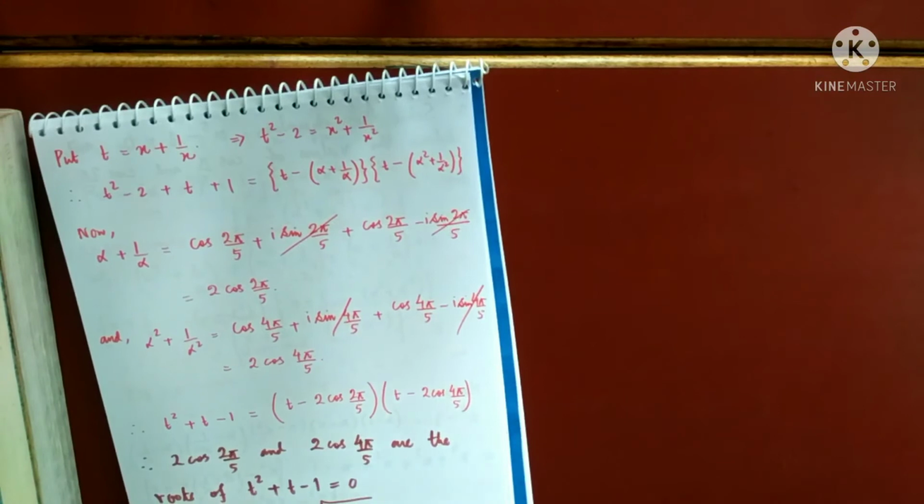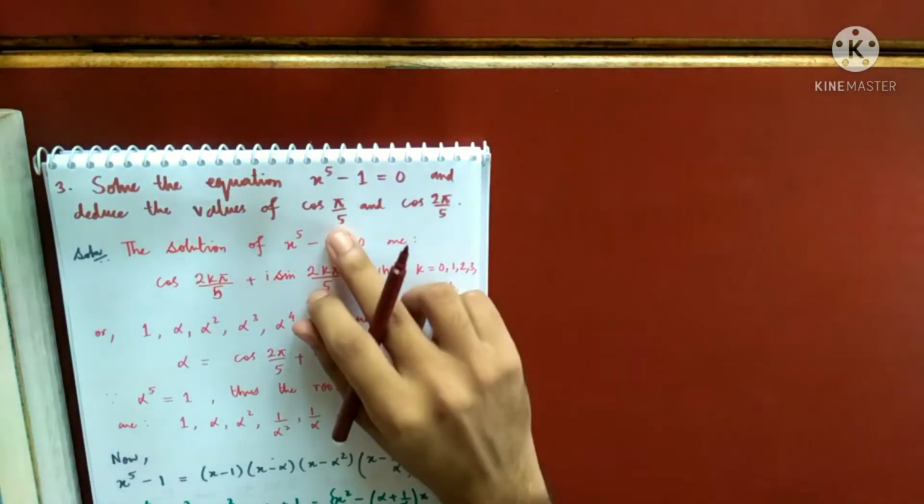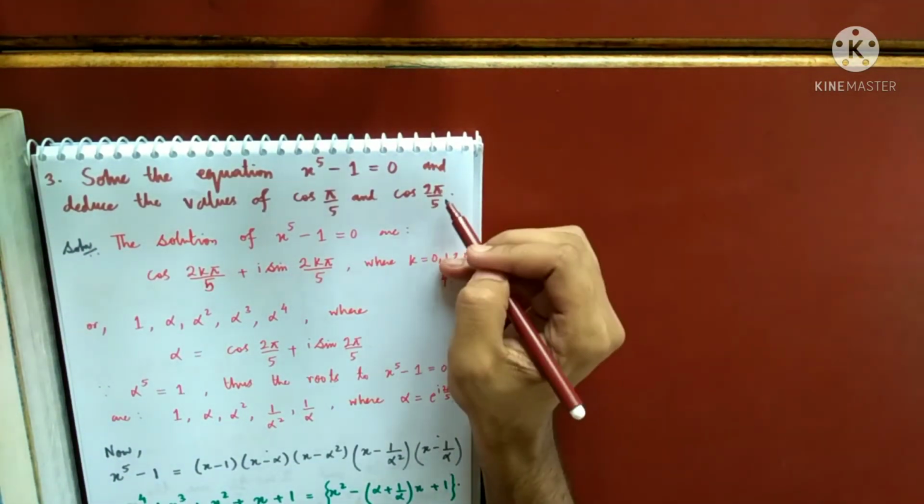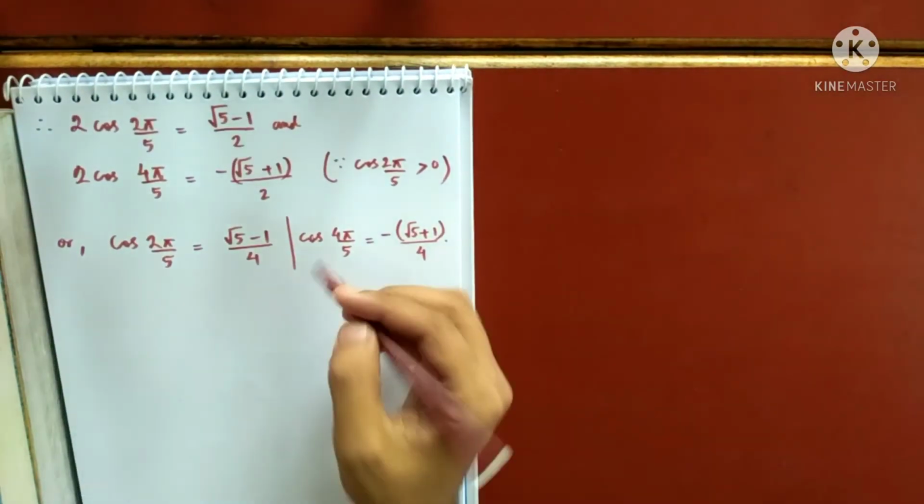Now the question says determine the values of cos pi by 5 and cos 2 pi by 5, not 4 pi by 5. So this I have determined. I have to now determine the value of cos pi by 5. It's very easy to determine from here.